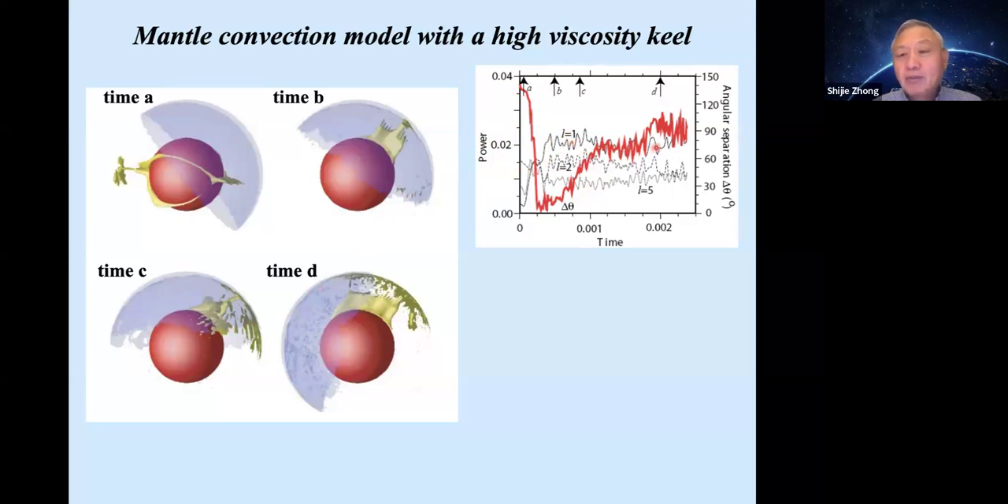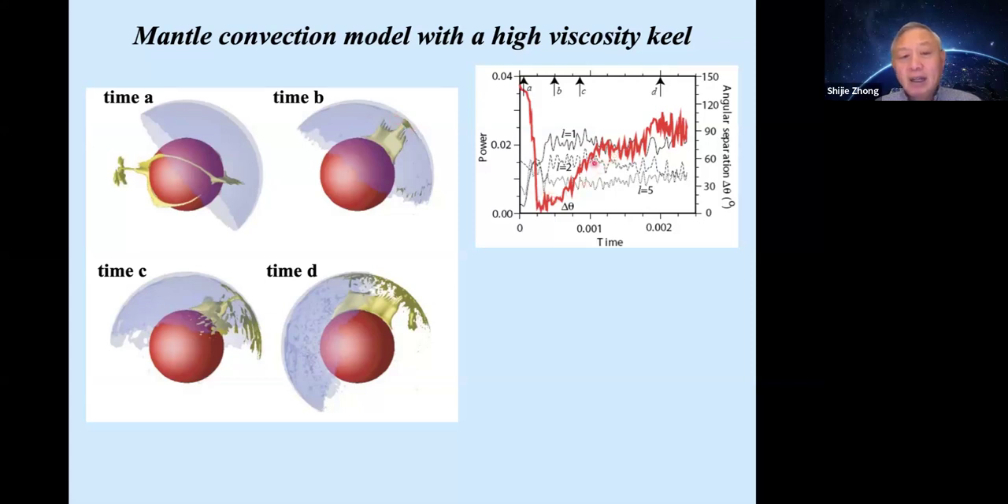And then the red line represents the angular separation between the center of this thickened, I guess this is light blue, high viscosity keel, and the center of the plume. Okay, so now you can see at time B this separation angle is close to 0. That means the center of this keel and the center of the plume, the angle is very, very small. They kind of overlap.